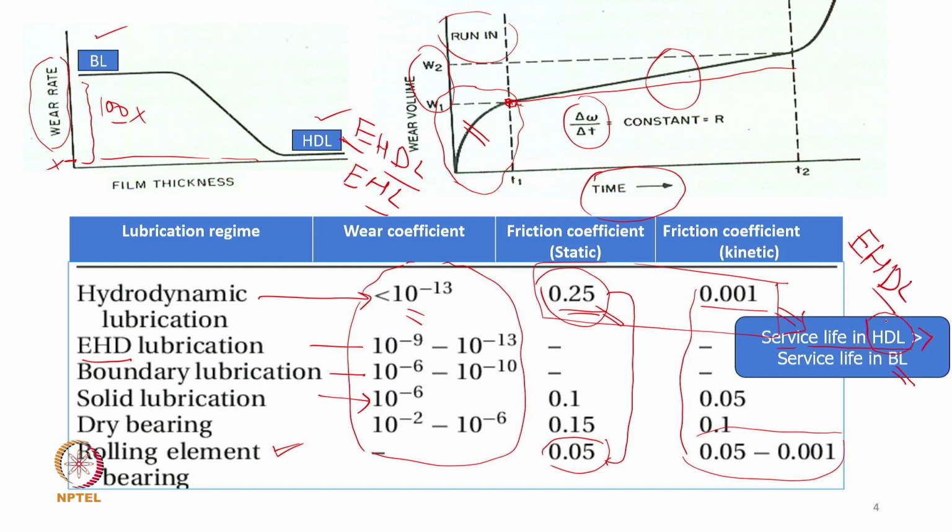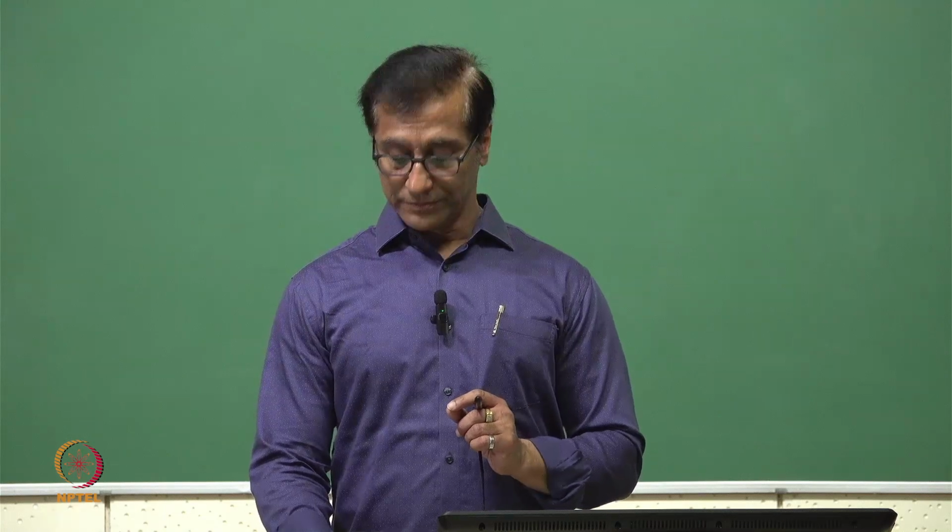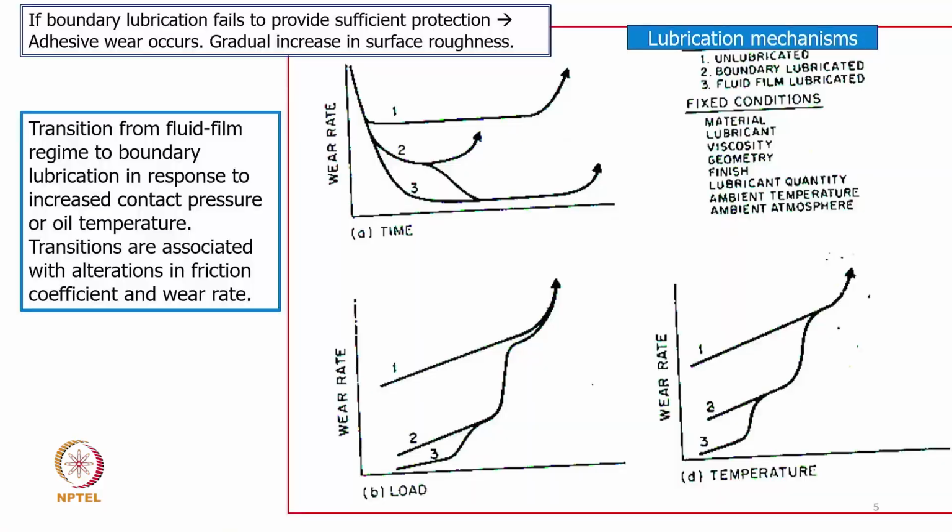However, there is also a drawback of the EHL, the elastohydrodynamic lubrication. The range which we are deciding is much narrower compared to the hydrodynamic lubrication. So we need to account for those things. In this figure, we have shown how the lubrication mechanisms shift. We have given one number as unlubricated, two as boundary lubrication, three as fluid film lubrication, FFL in this case.